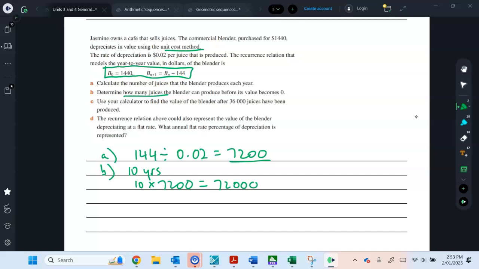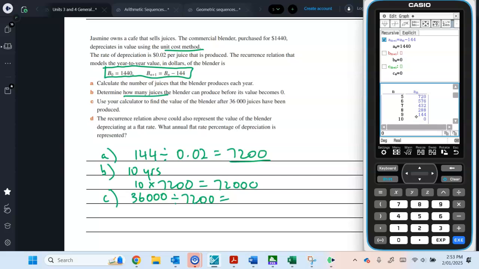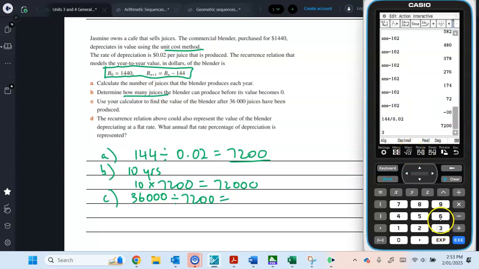Use your calculator to find the value of the blender after 36,000 juices have been produced. All right, so again, because the recurrence relation is in terms of years, it's actually flat rate. Frustrating, but we'll do it unit cost in a sec. So 36,000 divided by, we're doing 7,200 each year. So let's get the calc for that. So 36,000 divided by 7,200. So 5.